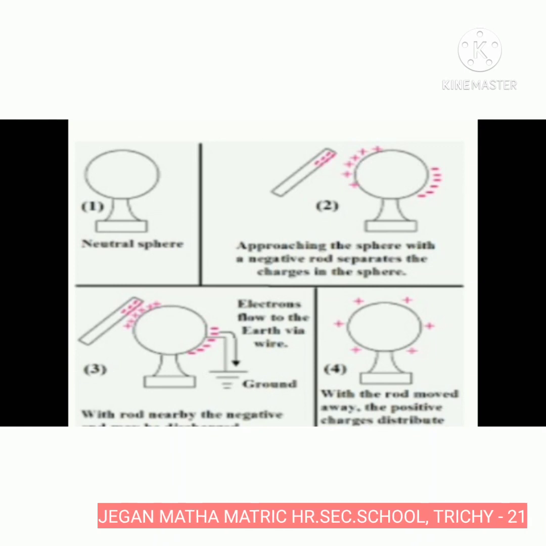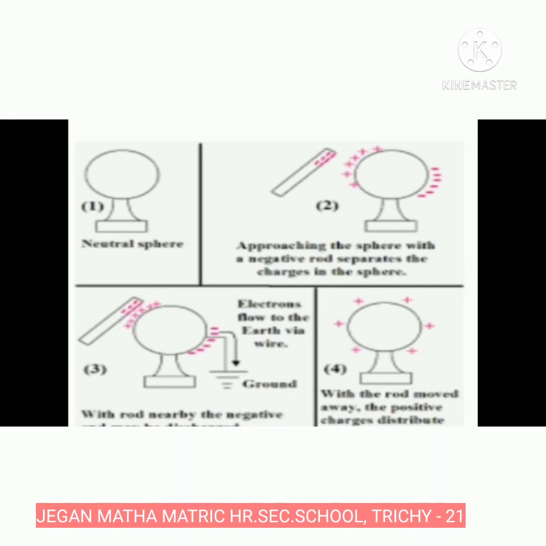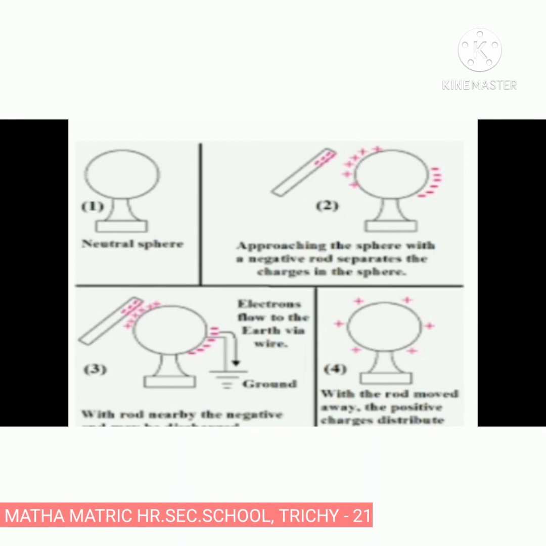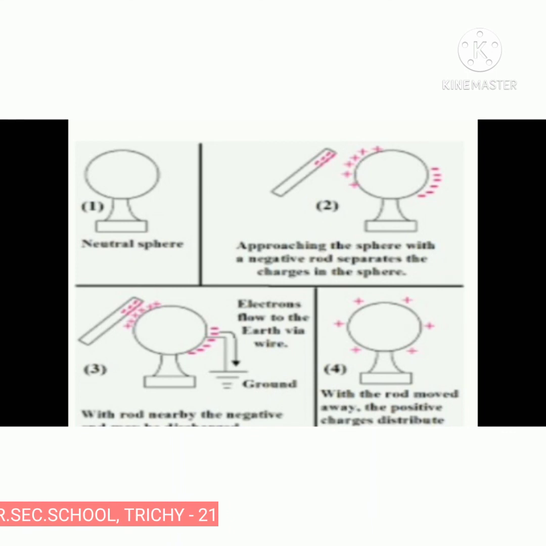Similarly, when a positively charged rod is brought near an uncharged rod, negatively charged electrons are attracted towards it. As a result, there is an excess of electrons at the nearer end and a deficiency of electrons at the further end. The nearer end of the uncharged rod becomes negatively charged and the far end is positively charged.